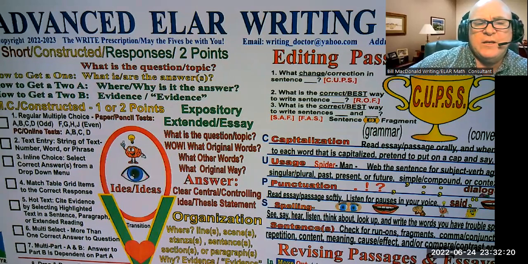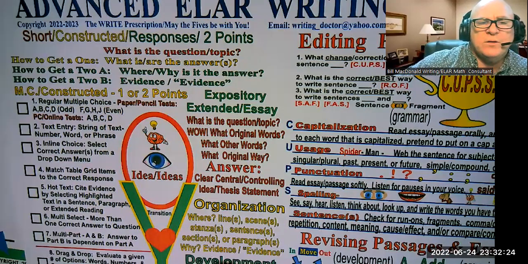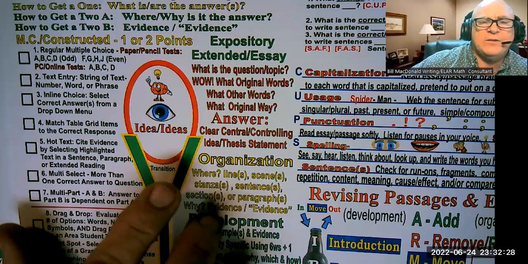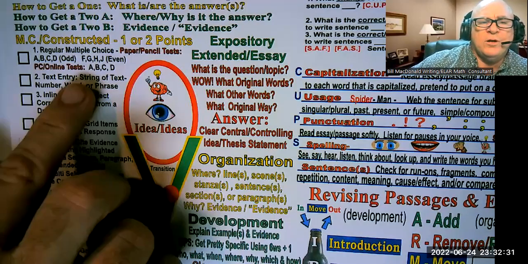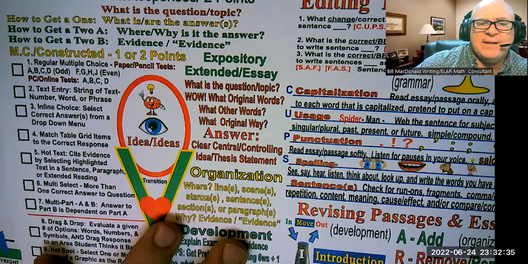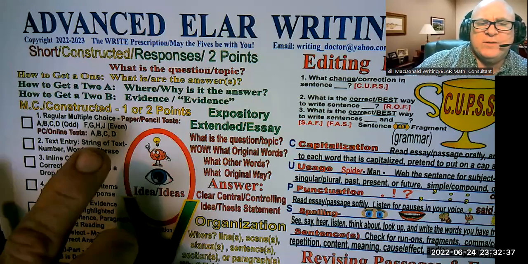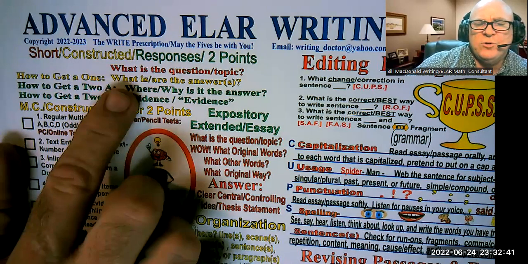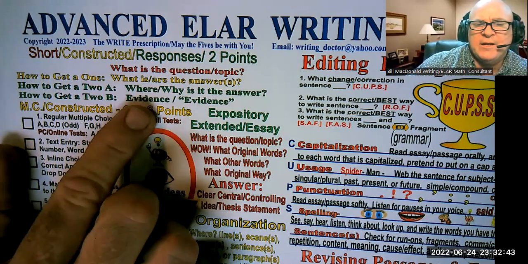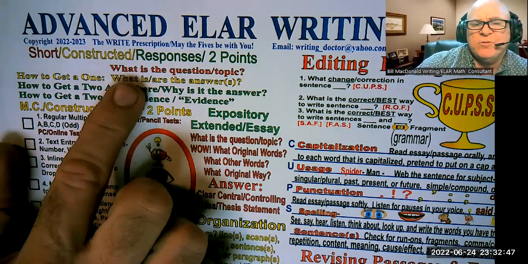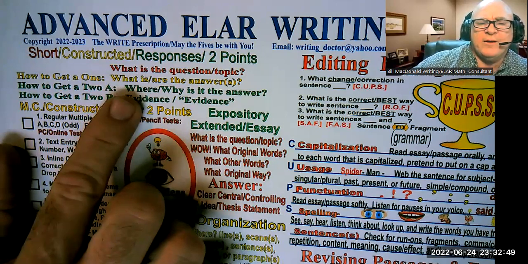But as you can see here, you can see the 1-point or 2-point multiple choice questions and the different kinds you can get. You see a section for the short constructed response, where I use the colors of the traffic light to get the 2 points. What's the answer? Where and why is the answer? And then part B, the evidence. And you can go from a red light to a yellow light to a green light to get the 2 points on short answer responses that require evidence.